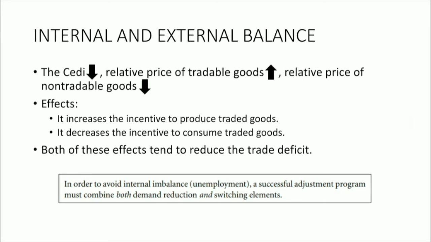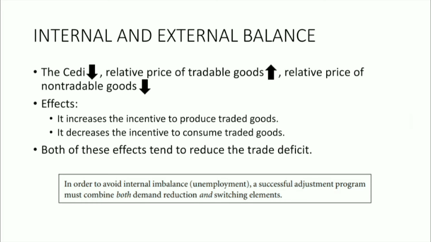So based on this theory, when the cedi, the domestic currency of Ghana, is devalued or depreciates, then the relative price of tradable goods is increased and the relative price of non-tradable goods is decreased. So what are the effects of this? The first one, it increases the incentive to produce traded goods by the Ghanaian firms, and it decreases the incentive to consume traded goods by the consumers. And both of these effects tend to reduce the trade deficit.